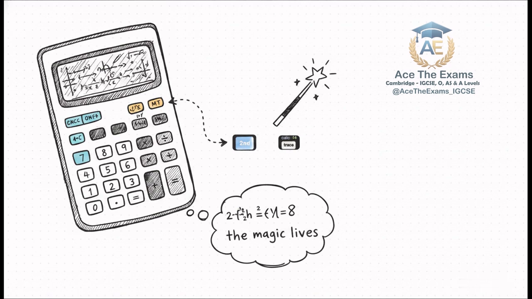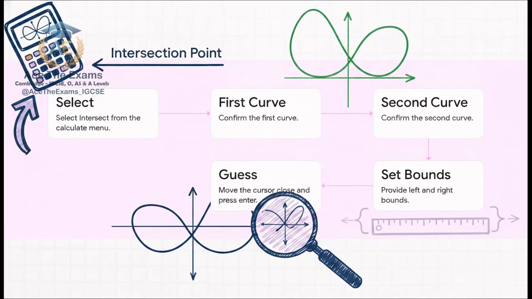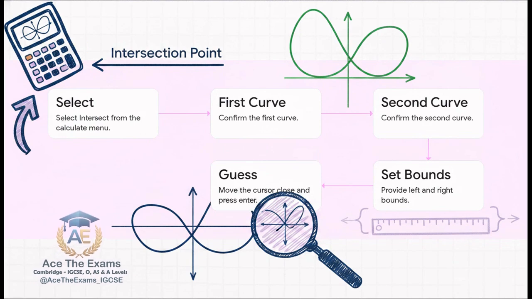So let's walk through how to actually initiate this calculation, and we'll use a Texas Instruments layout as our example here. You'll first press the second button, that's usually located up near the top left, followed by the trace button. Because we hit that second key first, we're actually accessing the secondary calc, or calculate menu. And let me tell you, this is where the absolute magic lives.